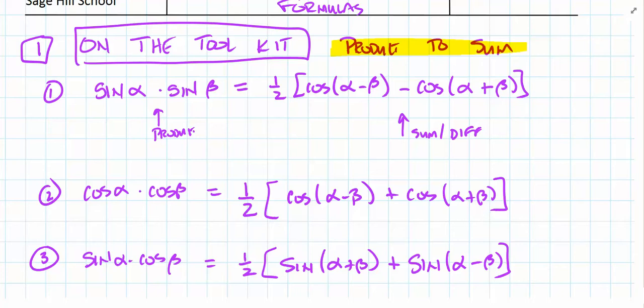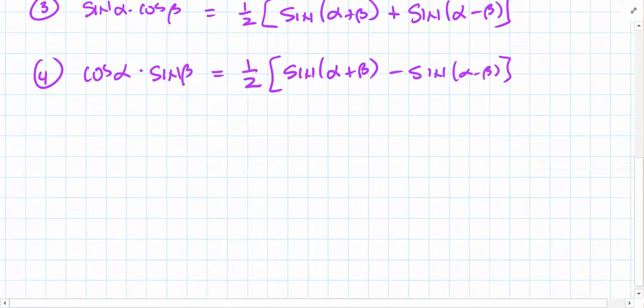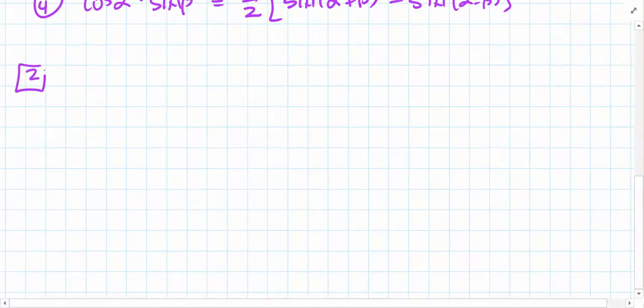And the reason they're called product to sum is because they take a product of two angles, sine and cosine, or some combination of that, and they rewrite it as a sum and/or difference, sorry. So all we've got to do is follow what it says. We don't have to worry about deriving these or memorizing them, we just have to be able to use them, okay? So let's go ahead and do an example where we actually use them.